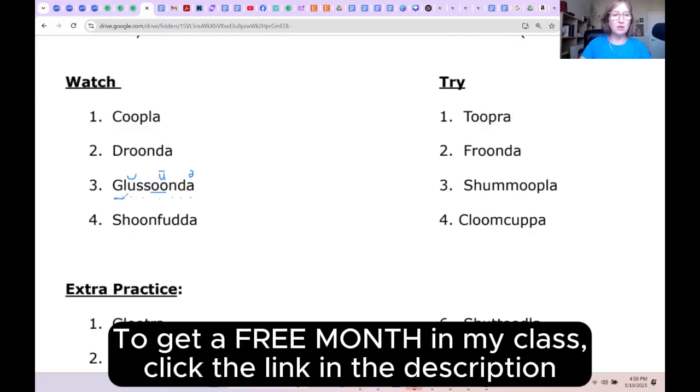Gul, gla. Make sure that you get the right sound of that vowel, okay? Gla, your jaw is dropped. Glass, glassu, glassoon, glassooned, glassoonda. If you'll notice, this says uh and this says uh. They both make the same sound but are spelled differently.